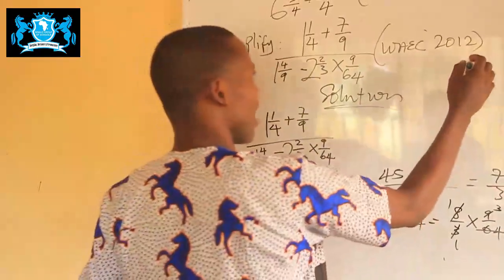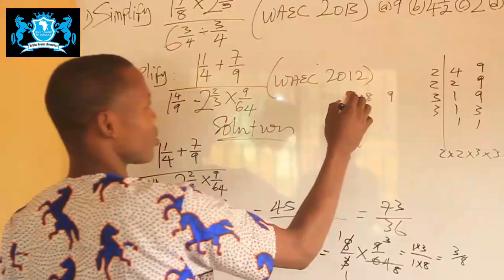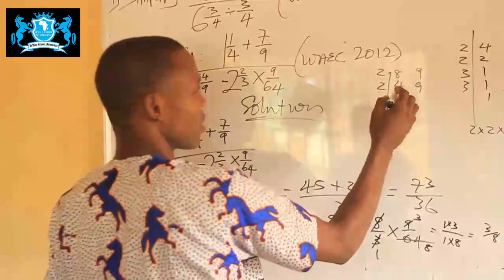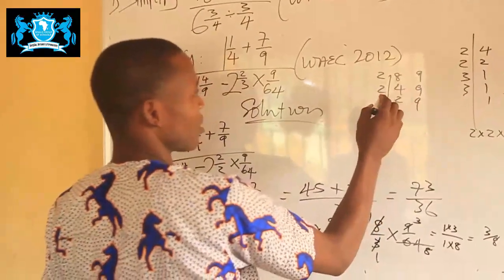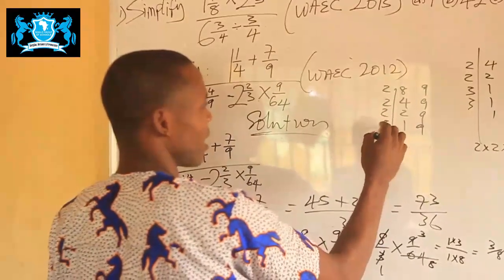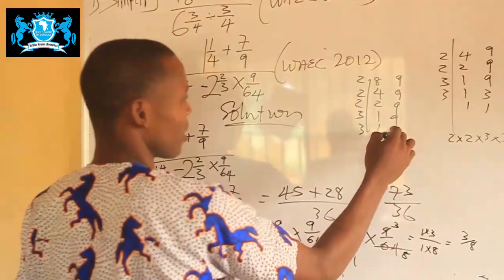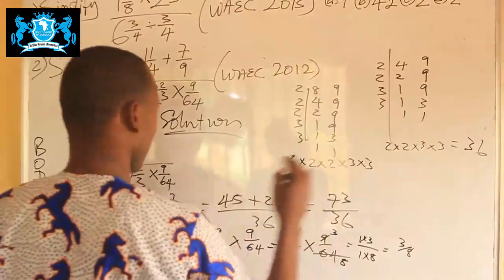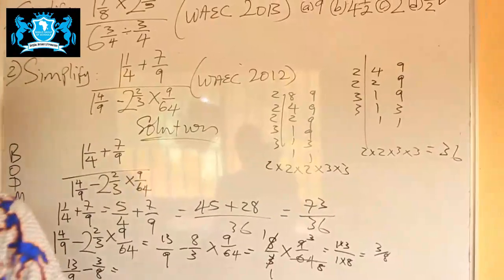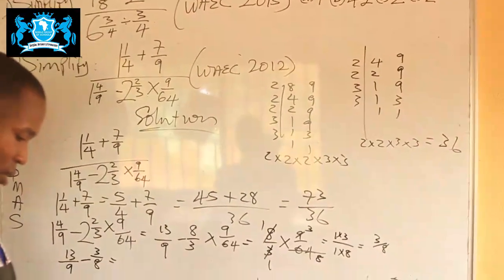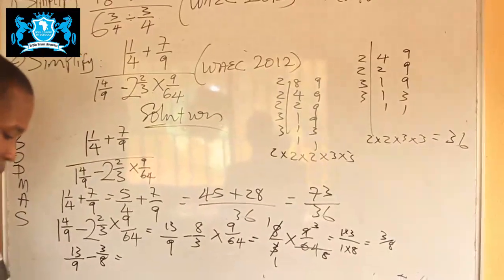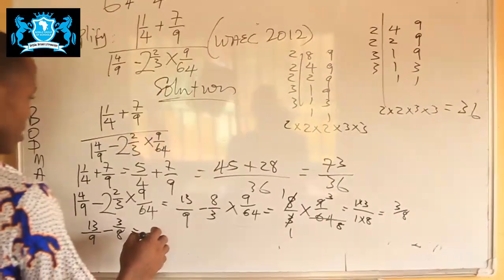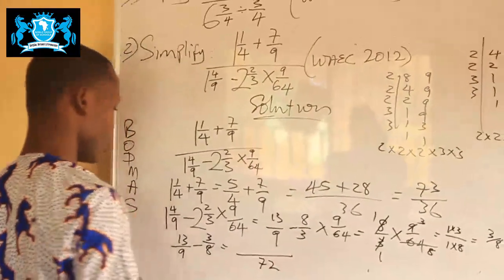While you are still on it, we have 8, 9. 2 into 8 will give us 4. 2 into 9 cannot go, bring it down. 2 into 4 will give us 2, 9 cannot go. 2 into 2 is 1, 3 can go into 9, giving 3, then 3 into 3 is 1, 1. So we have 2 times 2 times 2 times 3 times 3. It will give us 72. Our LCM here will be 72.